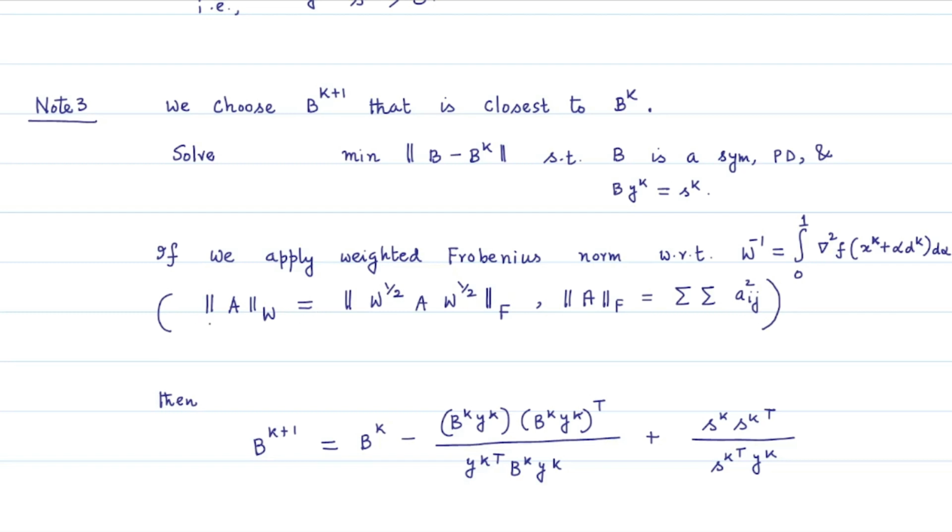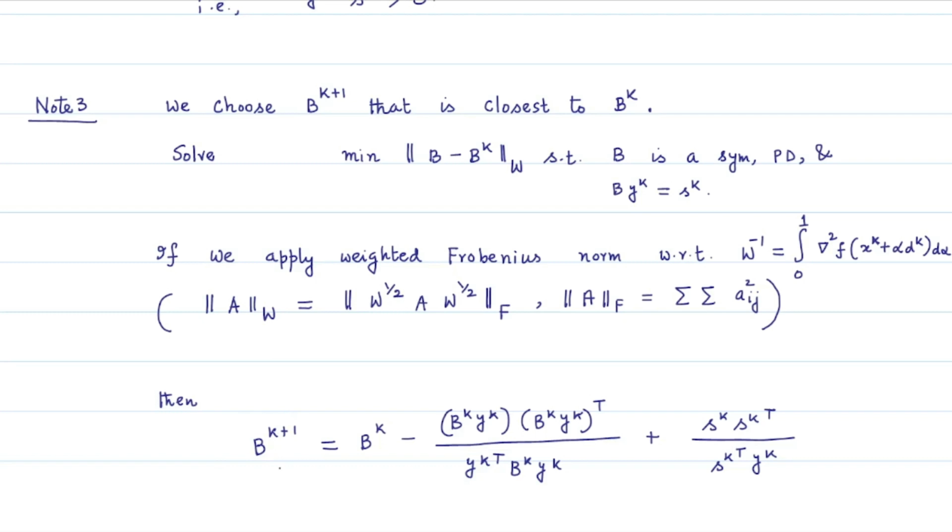With respect to this weighted Frobenius norm, that is, here we take this W where W inverse is this matrix, we can show that the solution to this minimization problem is this matrix Bk plus 1. And surprisingly, this expression of Bk plus 1 is one of the popularly used quasi-Newton updates for Bk. This update is known as the DFP update or DFP formula for the matrix Bk plus 1.